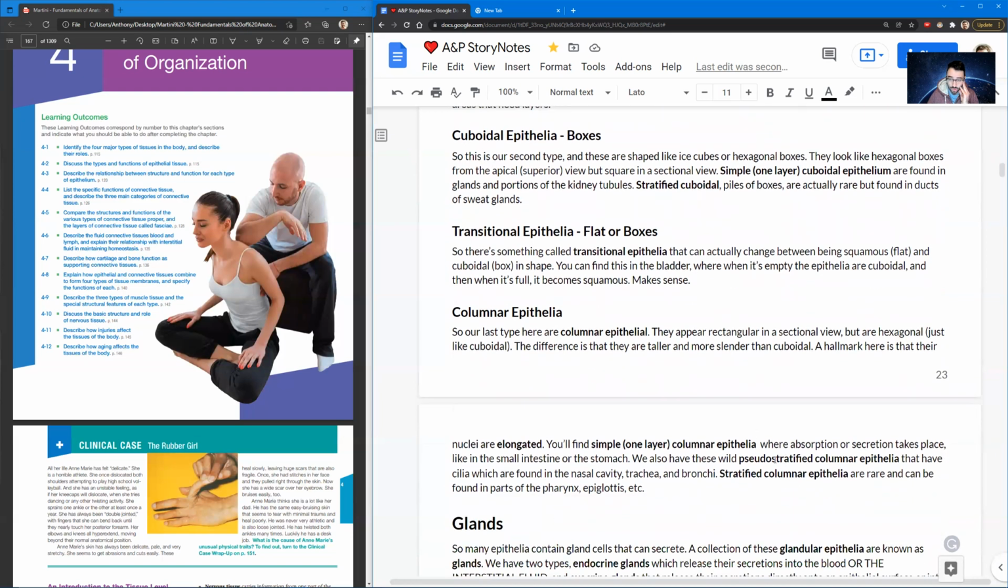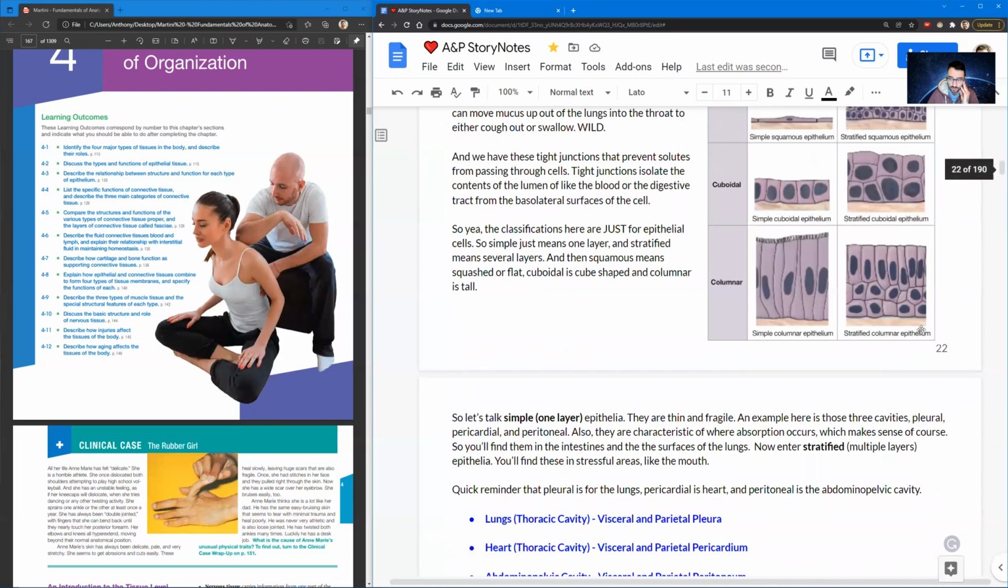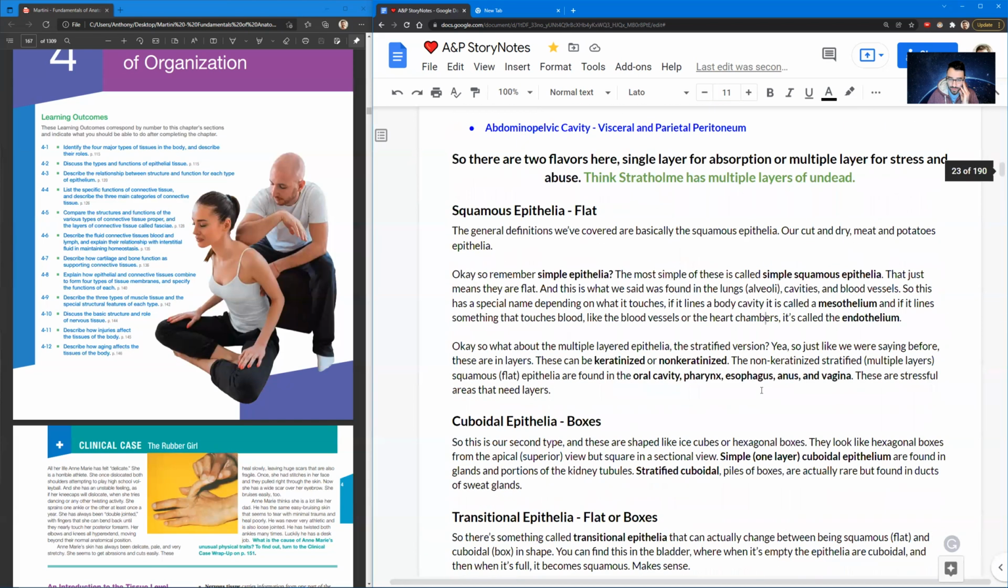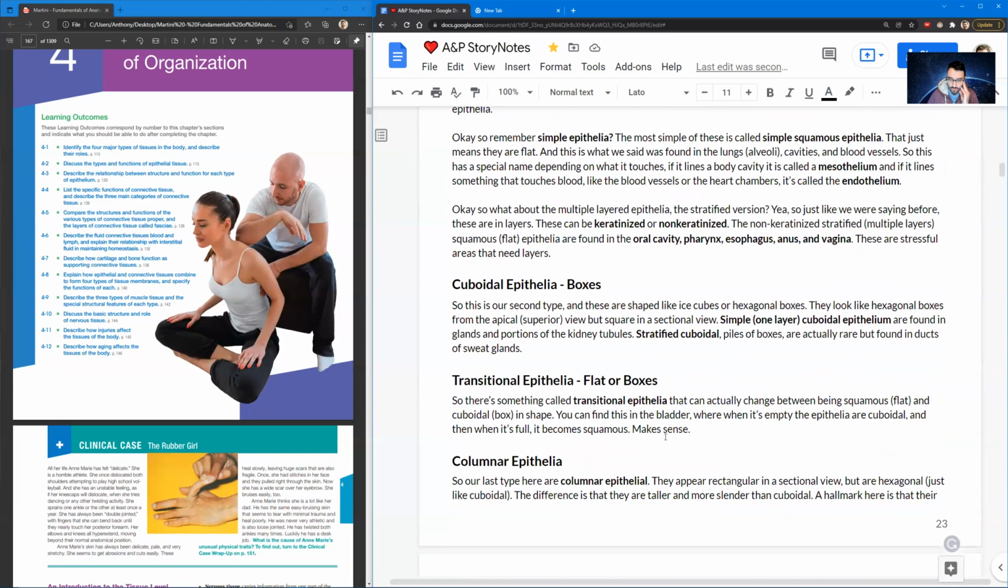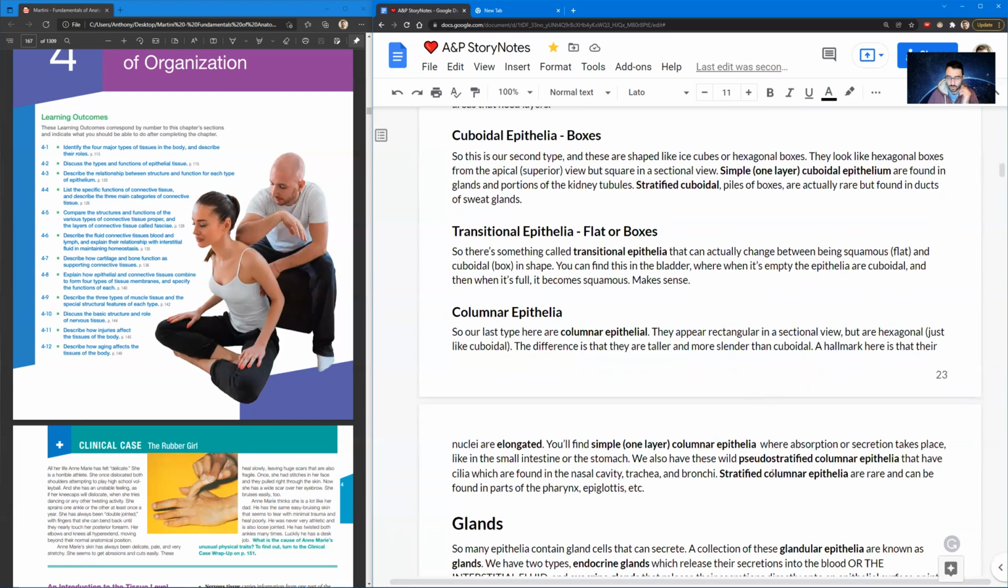So these are taller and more slender, and the hallmark here is that their nuclei are elongated. You can see these long nuclei here, and you're going to find these where absorption or secretion takes place. So you'll find these in the small intestine or the stomach with the single layer.